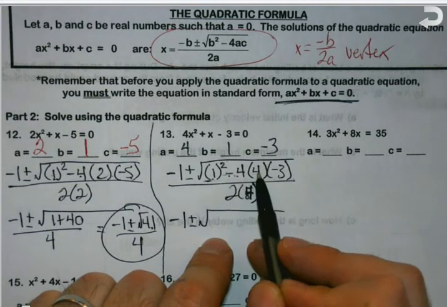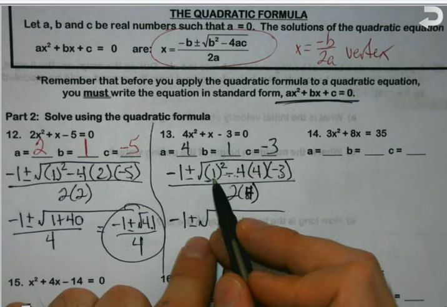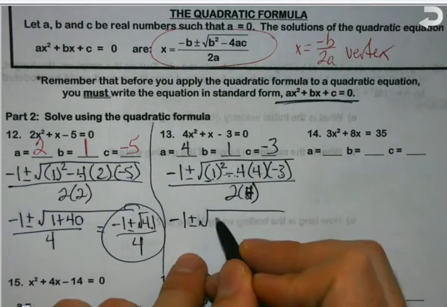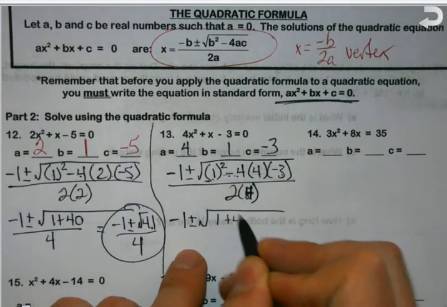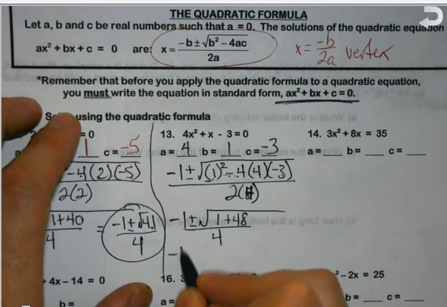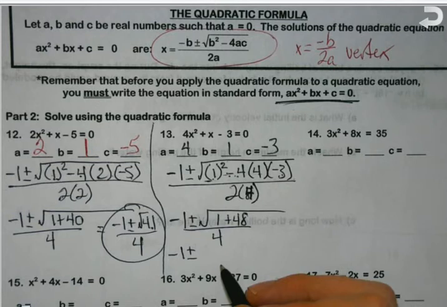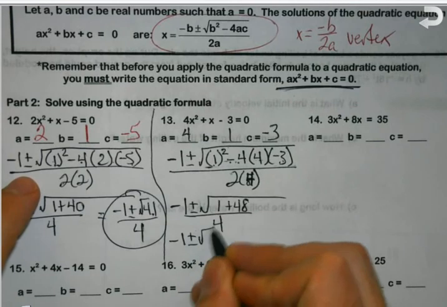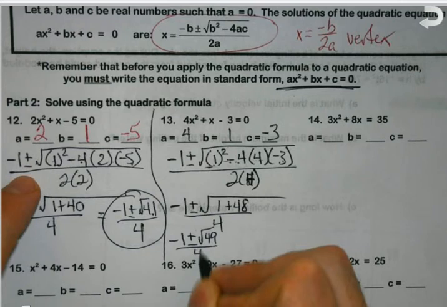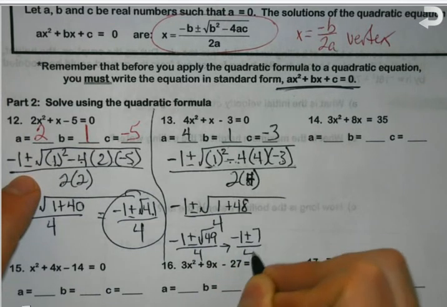So negative 4 times 4 is negative 16. And times negative 3 is a positive 48. So this is 1 plus 48. So I'm like, negative 1 plus or minus the square root of 49. What's the square root of 49? 7. So I'm like, okay, negative 1 plus or minus 7 over 4.